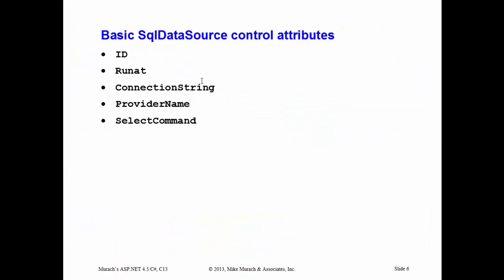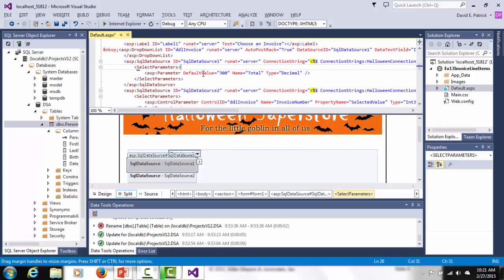These are some of the basic SQL data source control attributes. So you've got things like an ID, runat equals server. That's on all server controls. It's kind of redundant, but it's there all the time. Connection string, provider name, select command. So again, if I jump out to the actual demo here, you'll see them all there.